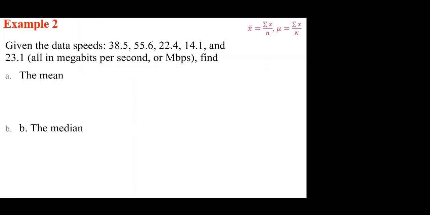Given the data speeds 38.5, 55.6, 22.4, 14.1, and 23.1, all in megabits per second, find A, the mean, and B, the median. So we want to find the mean. We do have the formula at top. We use the x bar equals summation of x over n. It's a simple calculation. All we have to do, add them up, divide by the size. There are 5 pieces, and we get 30.74 megabits per second.